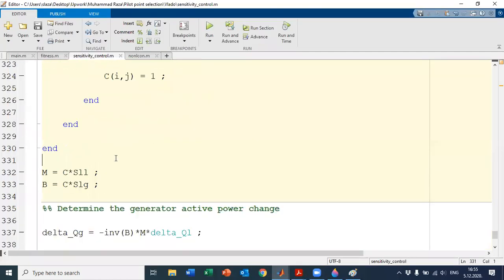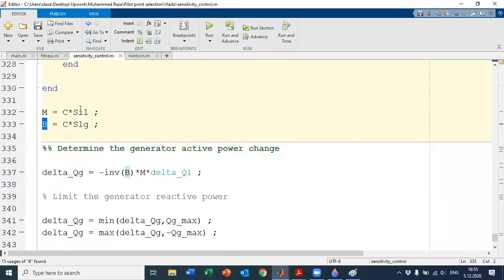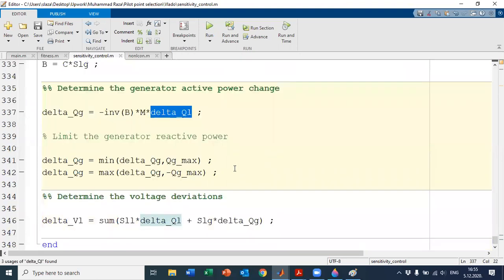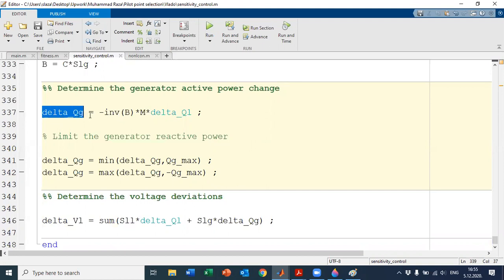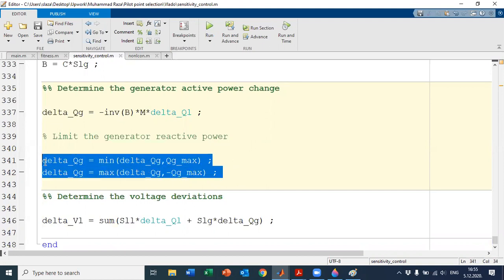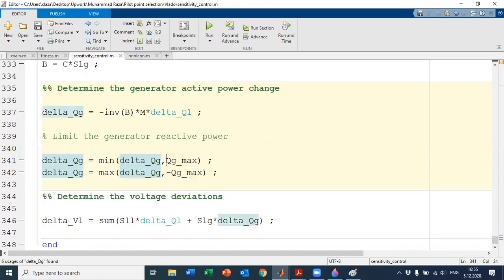Apart from that, we just now use the C matrix to create the matrices B and M, and easily we just determine the operation of the generators in order to neutralize the delta QL, which are the changes in the reactive power of the loads. Of course, the changes in the generator reactive power need to be limited in order for the generators not to exceed their rated power.